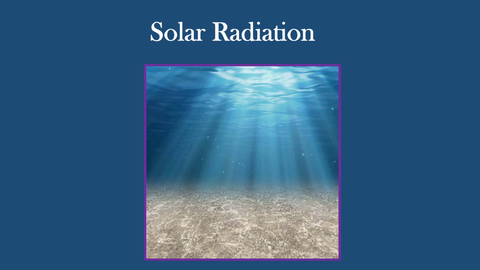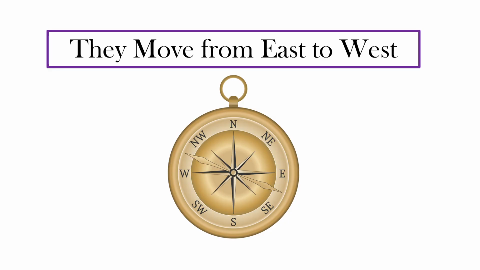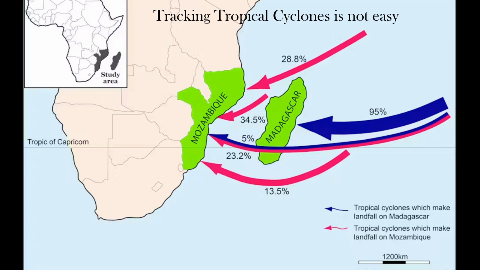The peak frequency of these cyclones occurs after the maximum in solar radiation. On that note, they tend to form on the eastern side of the continents, where there are warm currents. They move from east to west, but later tend to curve north or south towards the poles. Tracking them is not something quite easy.